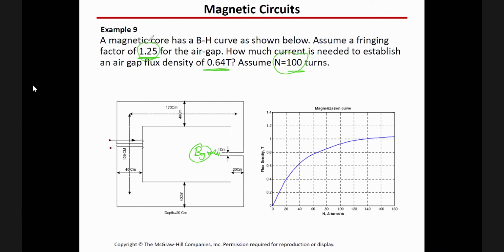We can find H. Yes. So we can find H for the air gap. How can we find H for the air gap?